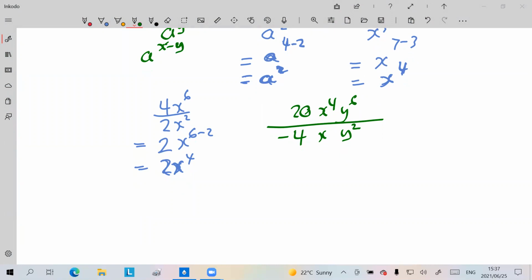Right, that's enough. 20 divided by negative 4, right? Again, calculate if you don't know how to do it. Negative 5. x to the power 4 divided by x to the power 1 is x to the power 3. y, 6. All right, I'm going a bit fast now. 6 minus 2 is 4. 4 minus 1 was 3. There you go. So when you're dividing, bases are the same, you subtract the exponents. You subtract the exponents, right?